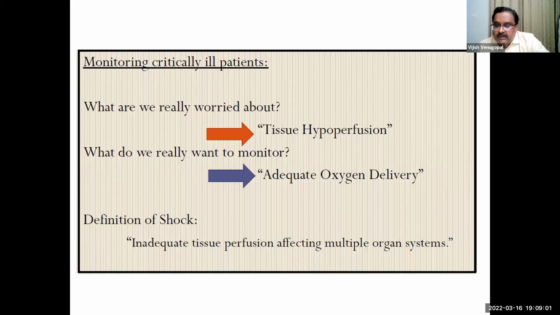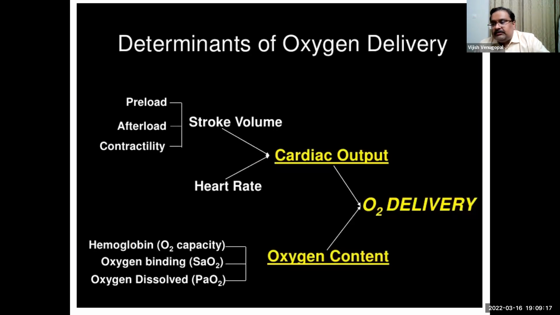So what are we actually worried about? We are worried about whether we are going to cause tissue hypoperfusion. And what do we have to really monitor to prevent this? It should be that we monitor whether we are giving adequate oxygen delivery. So what are the determinants of oxygen delivery? Oxygen delivery is nothing but the product of cardiac output and oxygen content.